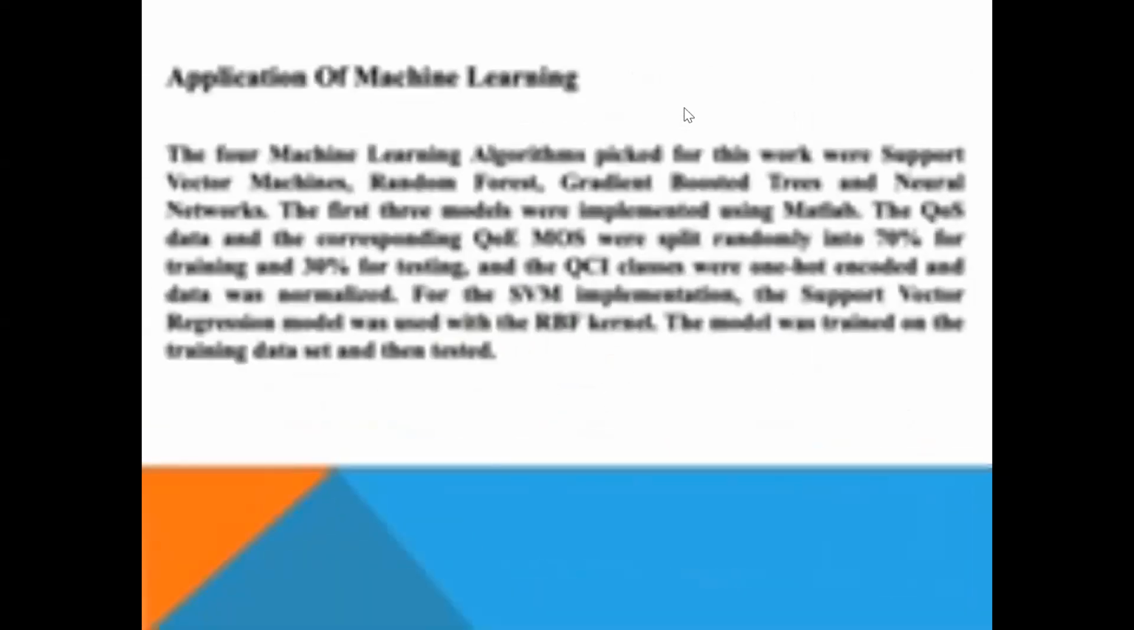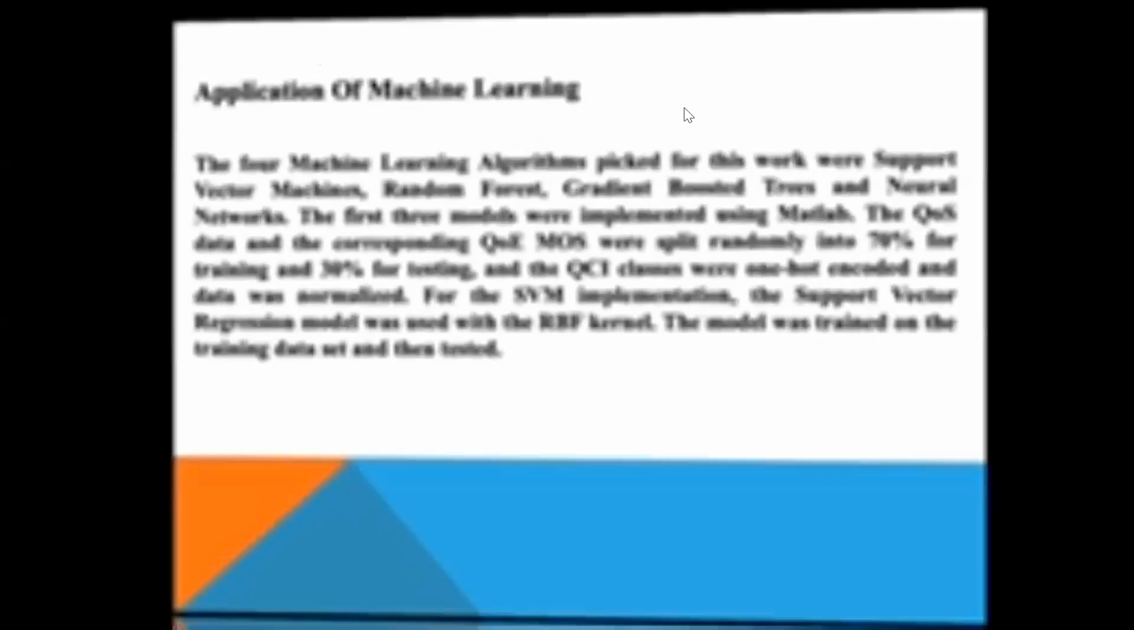The 4 machine learning algorithms picked for this work were support vector machine, a random forest, gradient boosted tree, and a neural network. The first 3 models were implemented using MATLAB. The SVM implementation, the support vector regression model, was used with an RBF kernel. The model was trained on the training data set and then tested.